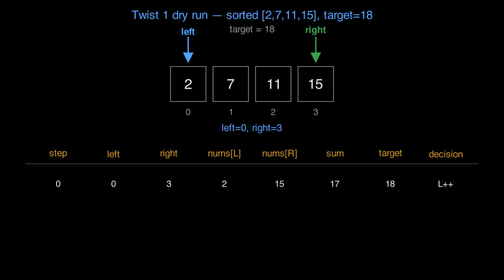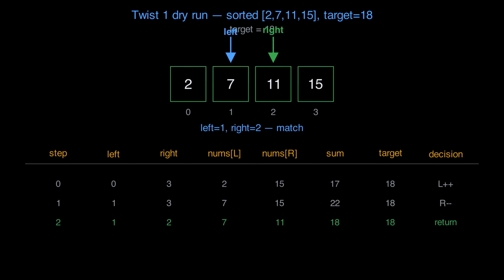Sure, take nums 2, 7, 11, 15, target 18. Left at 0, right at 3. Sum is 2 plus 15, 17. Too small, so left moves to 1. Now 7 plus 15, 22. Too big, right pulls back to 2. 7 plus 11, 18. Done. Return 1 and 2. 3 iterations, no allocations.